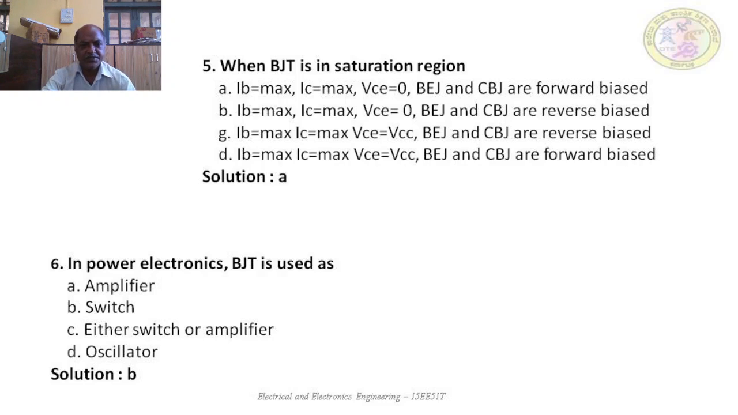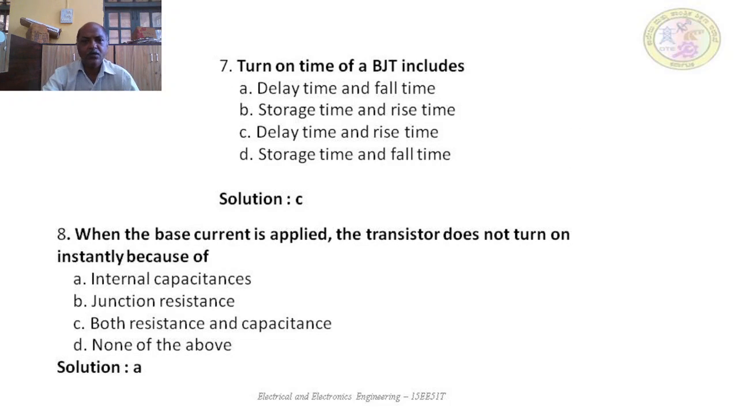The next question: in power electronics, BJT is used as A, amplifier; B, switch; C, either switch or amplifier; D, oscillator. Yes, the correct answer is B, that is it is used as a switch. So the next question: turn on time of BJT includes A, delay time and fall time; B, storage time and rise time; C, delay time and rise time; D, storage time and fall time. The correct answer is C, that is delay time and rise time.